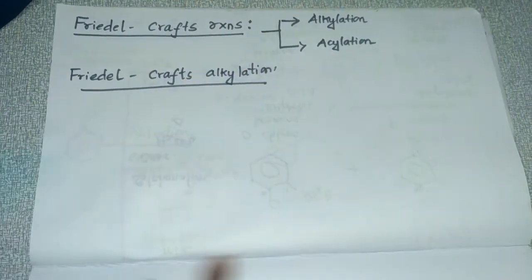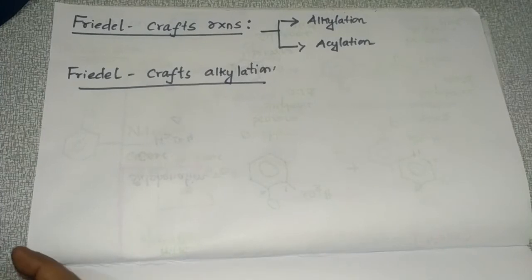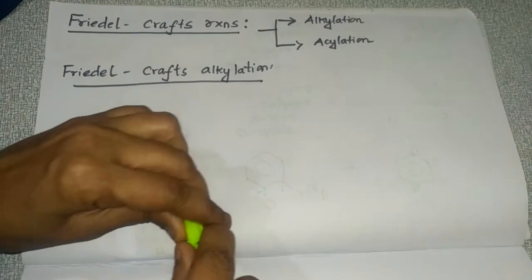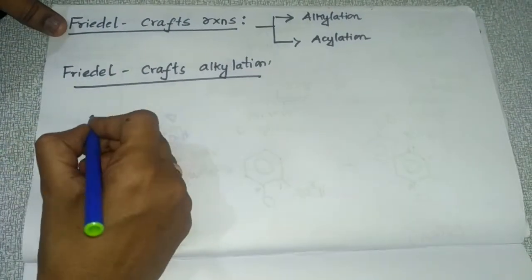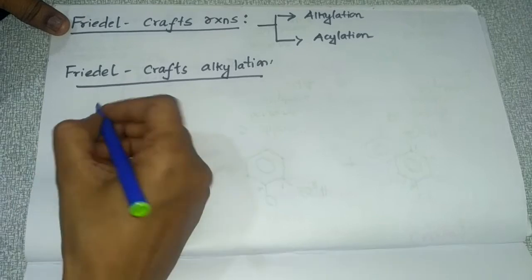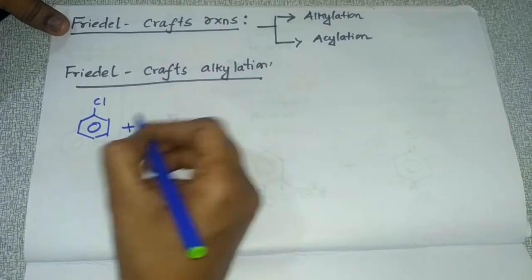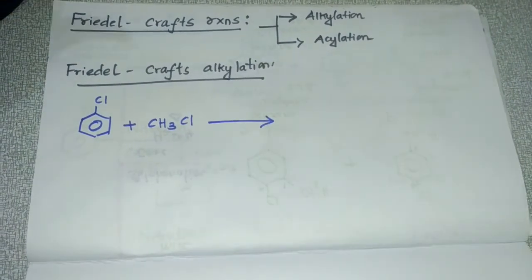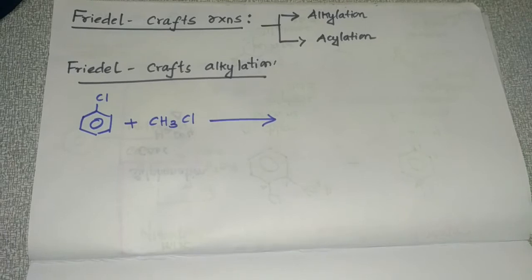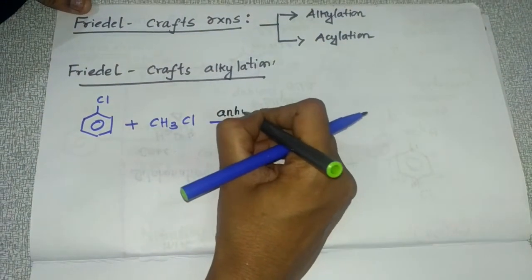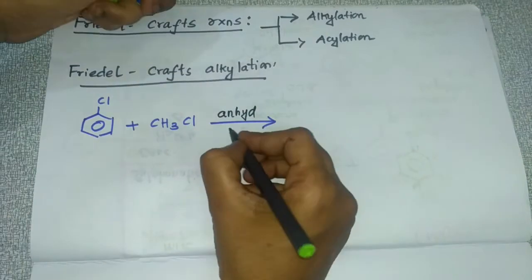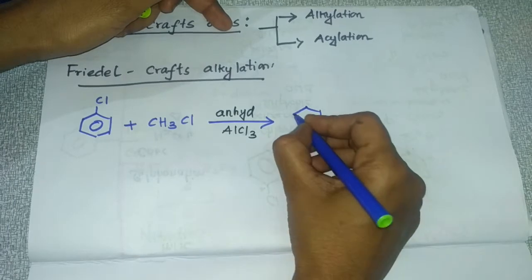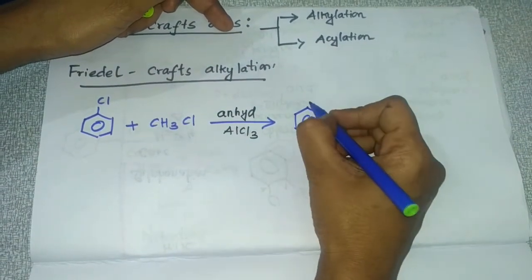We will see this Friedel-Crafts alkylation with the mechanism. First I'll write the reaction of this Friedel-Crafts alkylation. The haloarene which you are going to take is chlorobenzene. To this chlorobenzene you are going to add an alkyl halide in the presence of anhydrous aluminum chloride, and the products formed are the ortho product and the para product.